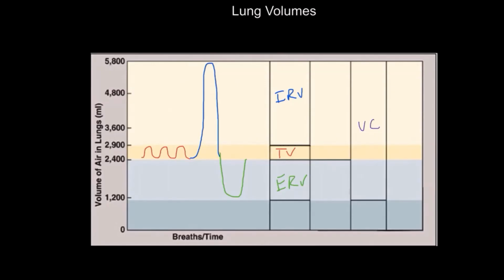The volume of air that remains in the lungs after forced maximum expiration is called residual volume. And finally, the total amount of air that the lungs can hold is called total lung capacity.